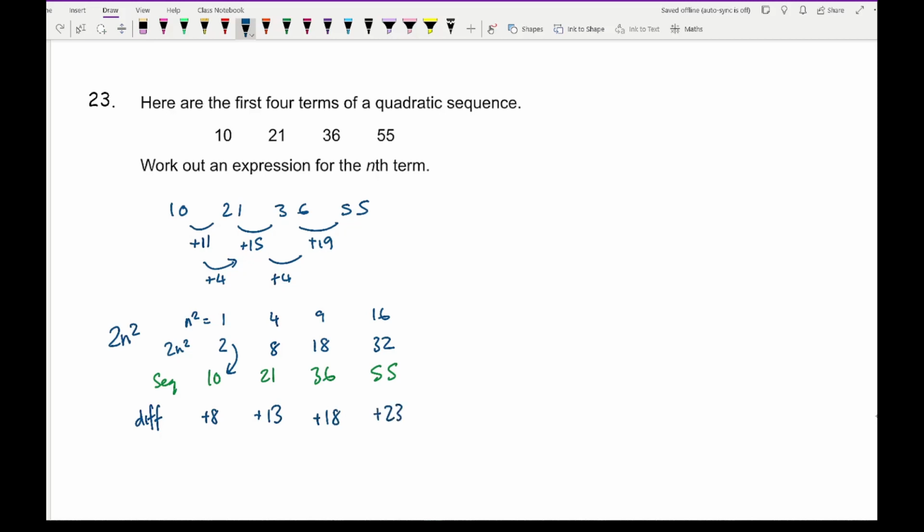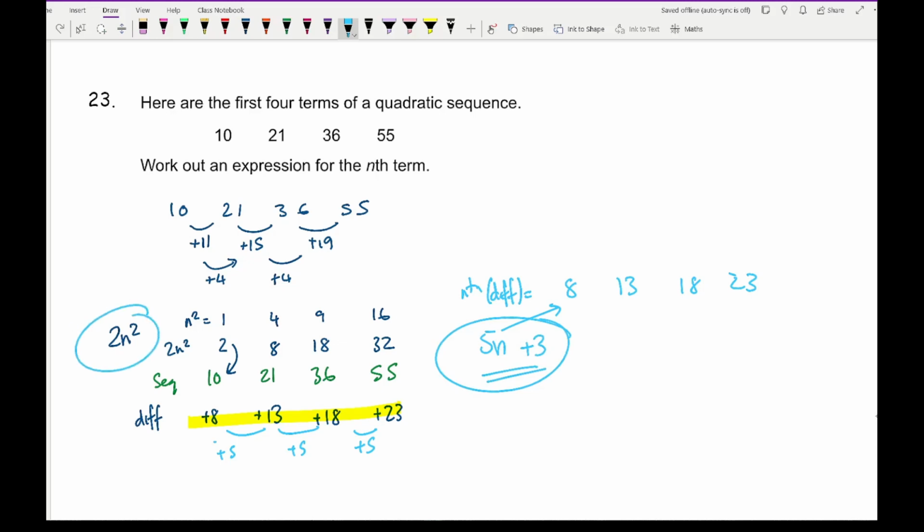So what I then need to do is treat these numbers like a linear sequence. Here the difference between these numbers is 5, so that means I'm going to have 5n in the formula. So that's +5, +5, +5. So the nth term of the difference is 8, 13, 18, 23. So then it's going to be 5n, and then what do I have to do to get from 5 to 8? Well, I need to add 3. So this is the nth term of the difference. So I just need to combine this with this, giving me an nth term formula of 2n squared plus 5n plus 3.